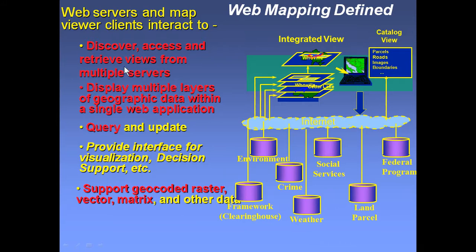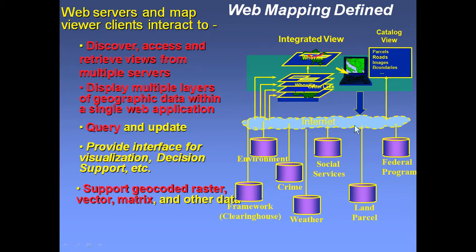And first of all, we have discovery, access and retrieval of views from multiple servers, then displaying multiple layers of geographic data within a single web application. Then you can query and update. You can provide visualization and decision support also. And finally, supporting various formats like vector, matrix and others, all these combined. This is an integrated view.